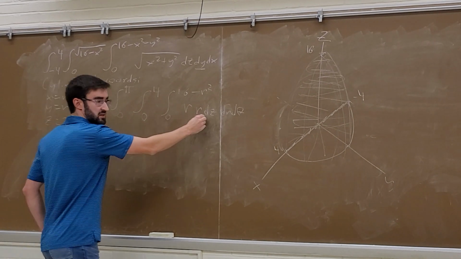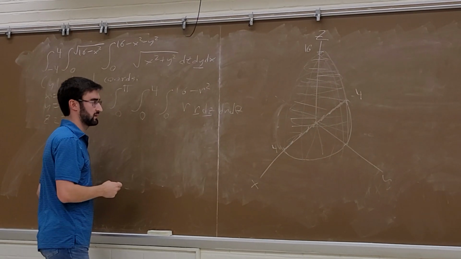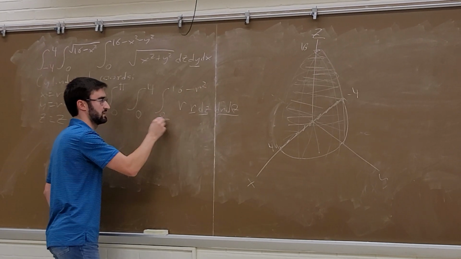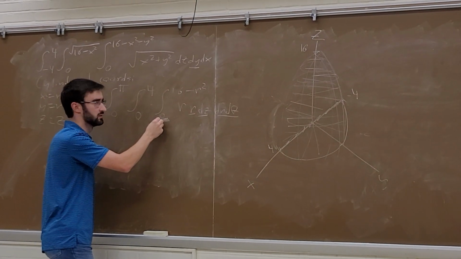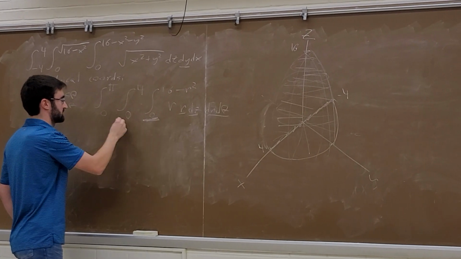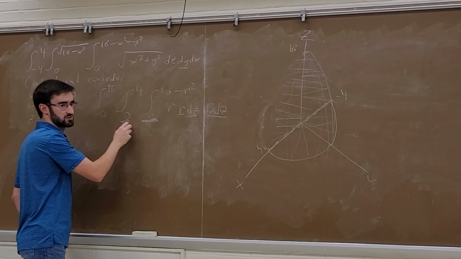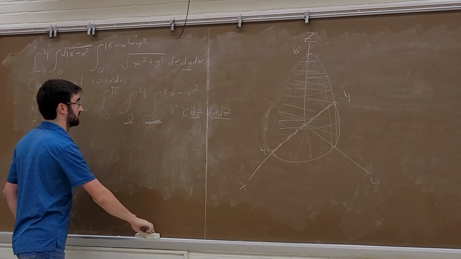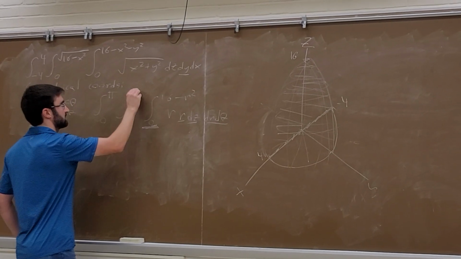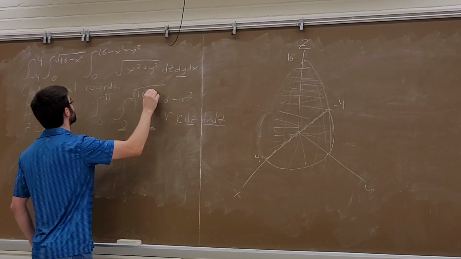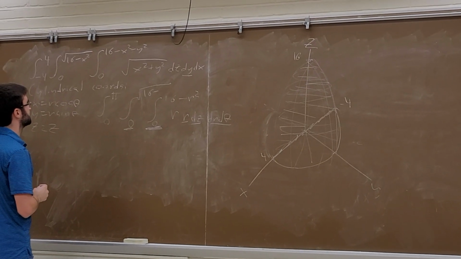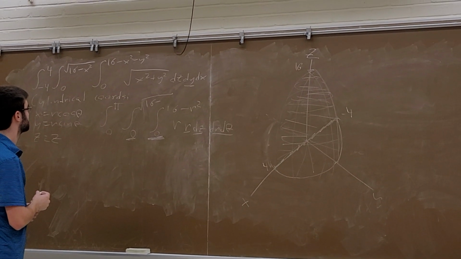No, we're just integrating over z, so we haven't accounted for the radius or the angle at this point. We should probably integrate over the radius first. So r could go from 0 to the square root of 16 minus z, the square root of 16 minus r squared cosine squared theta?